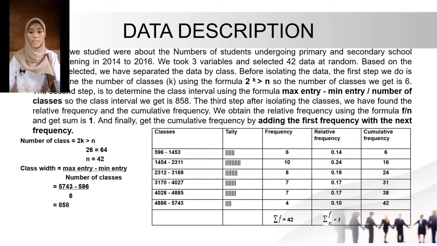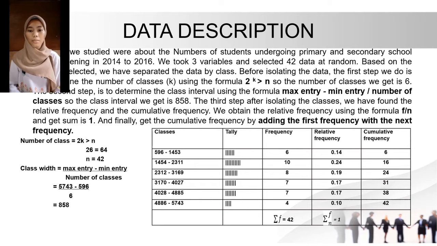Before isolating the data, the first step we do is to determine the number of classes using the formula 2 power of k greater than n. So the number of classes we get is 6. The second step is to determine the class interval using the formula maximum minus minimum entry per number of classes. So the class interval we get is 858.